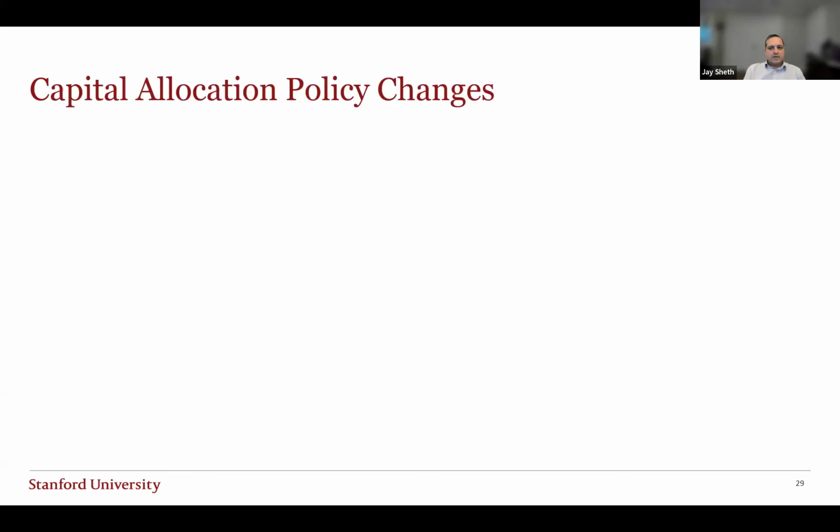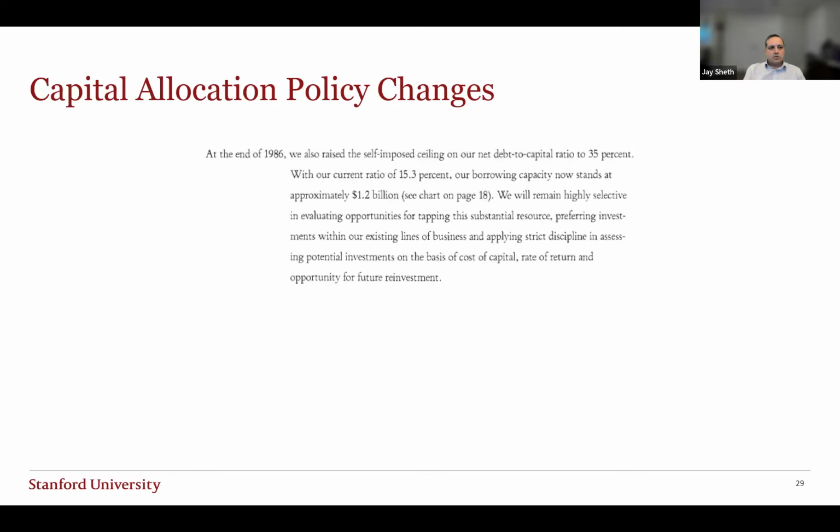And then lastly, some capital allocation policy changes. We talked about that they increased their target debt to cap ratio to 35%. And so they say with the current ratio around 15%, they have about $1.2 billion of borrowing capacity. As we'll see, Coca-Cola was generating about 20% return on equity, and at the time, interest rates were about 9-10%. So it's pretty good if you can borrow money at 10% and reinvest it and make 20%. So that debt capacity was not a bad thing for them to have.